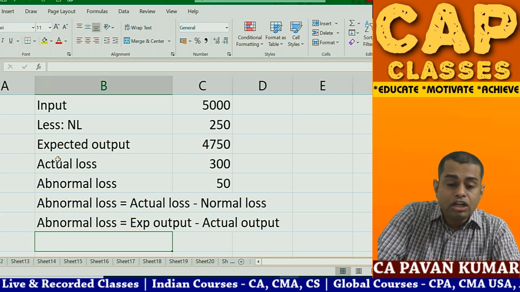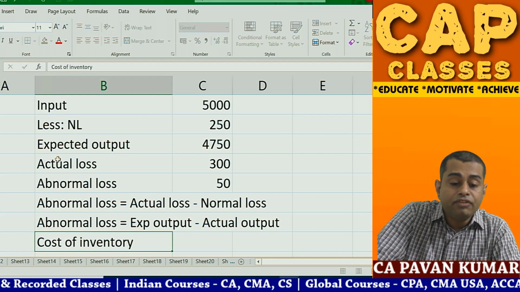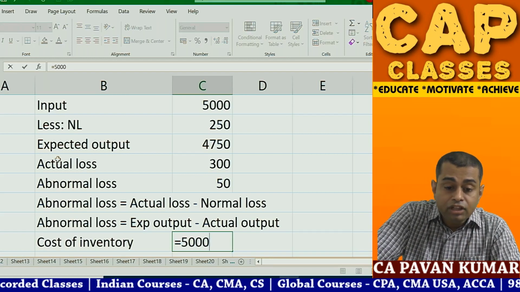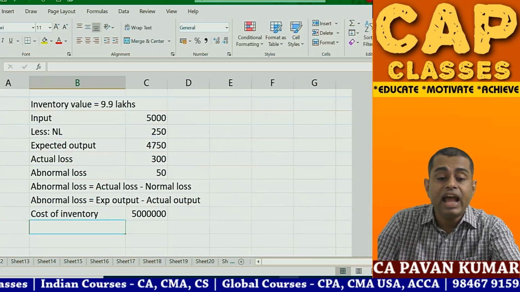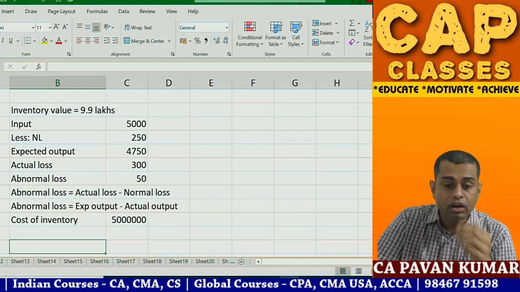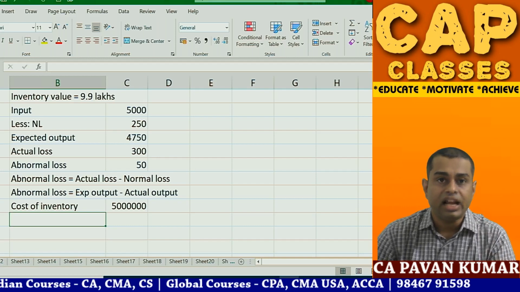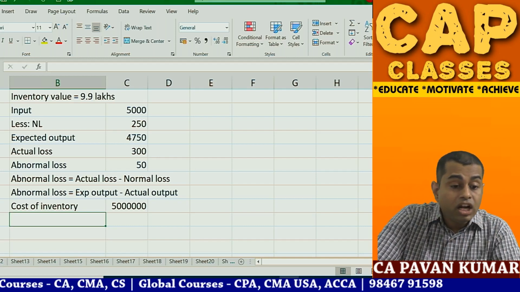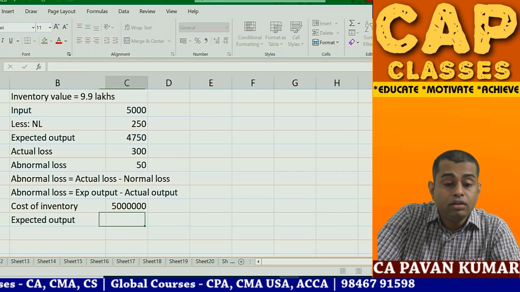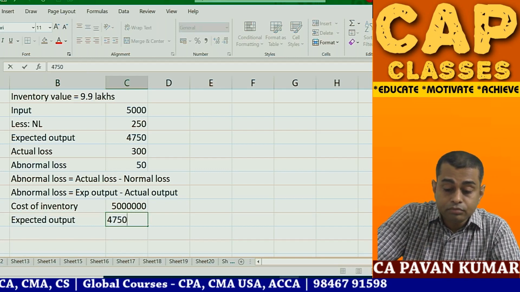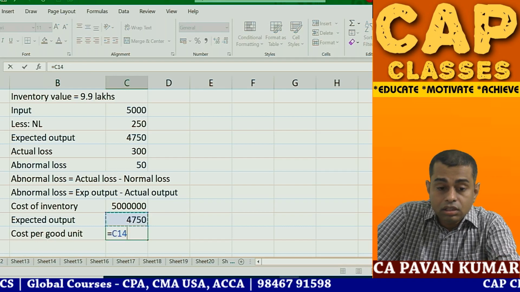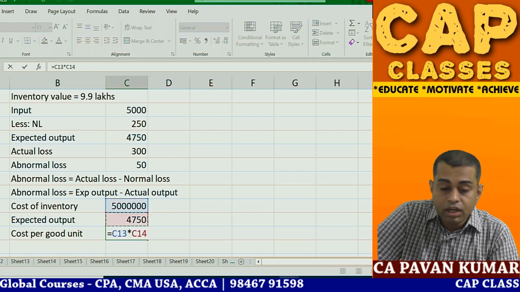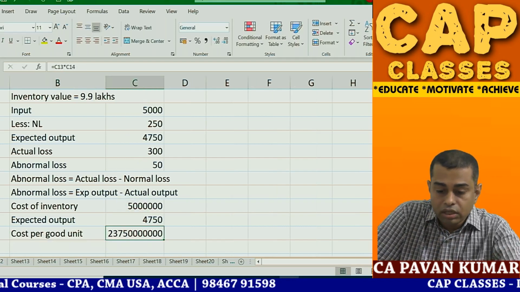Now, what is the cost of inventory? Cost of inventory is equal to 5,000 units you purchased at 1,000 each. That means 50 lakhs is the cost of inventory. You purchased it at 50 lakhs. Now, what is good units expected output? 4,750. So cost per good unit is equal to this divided by this.